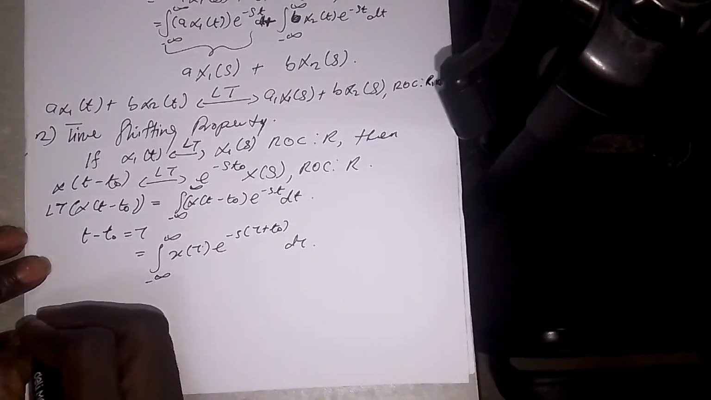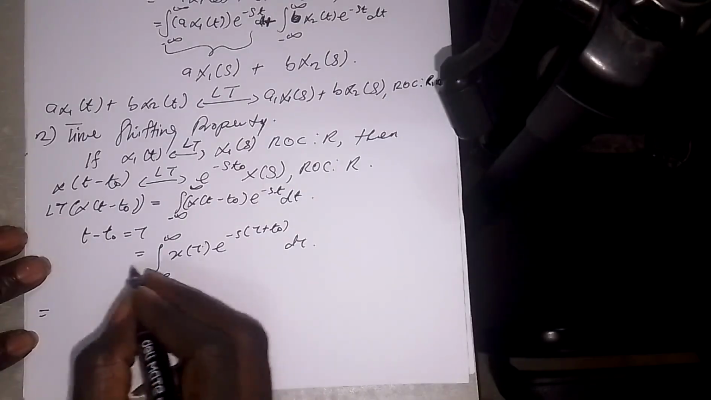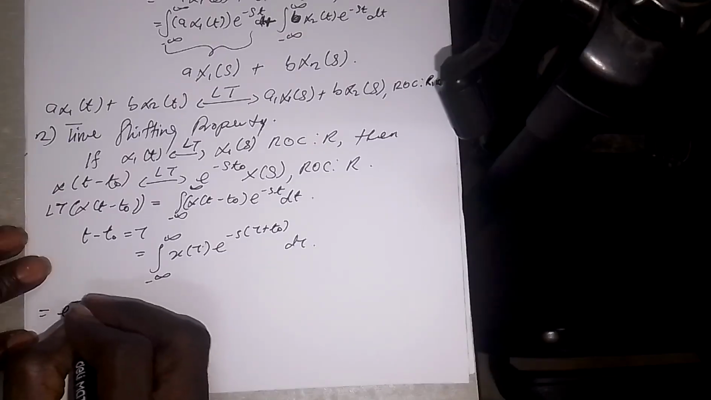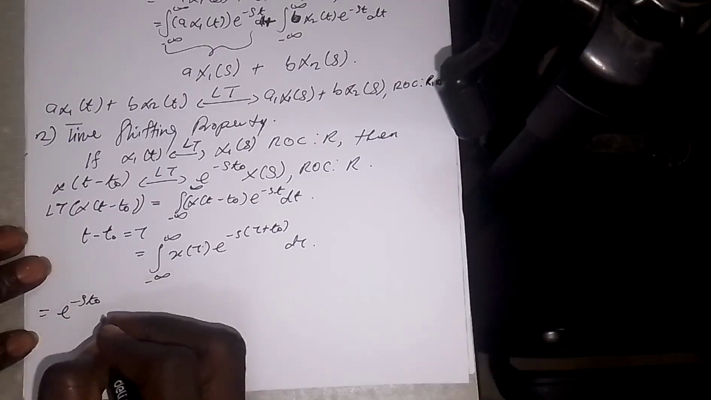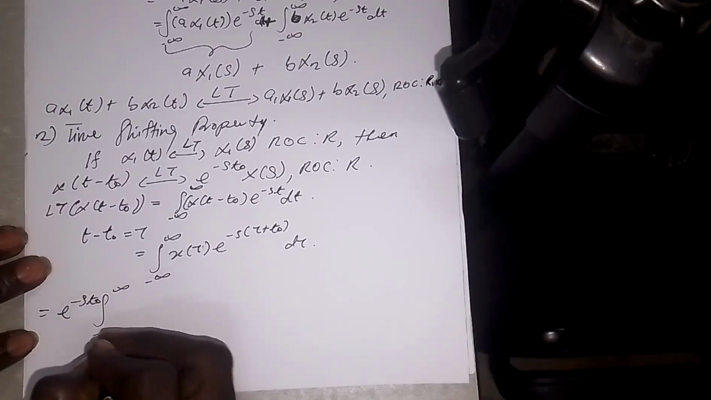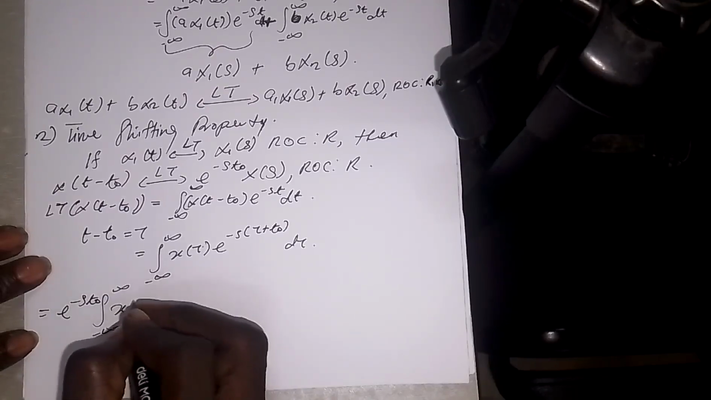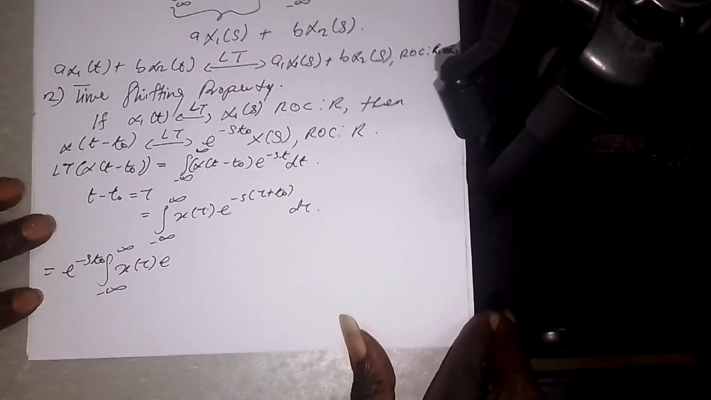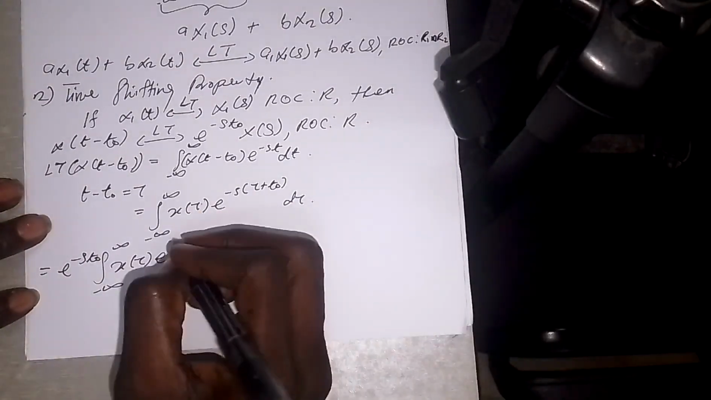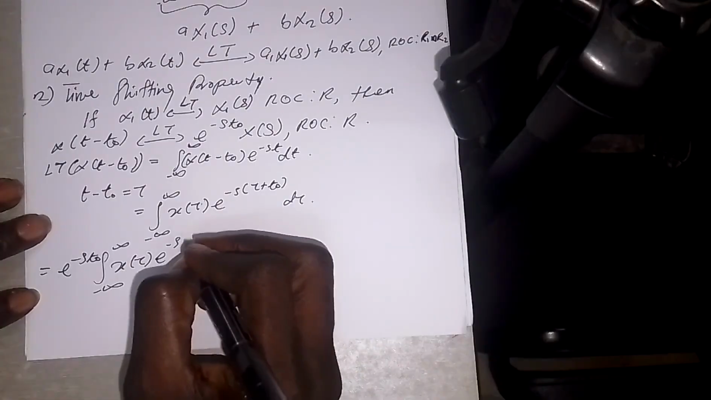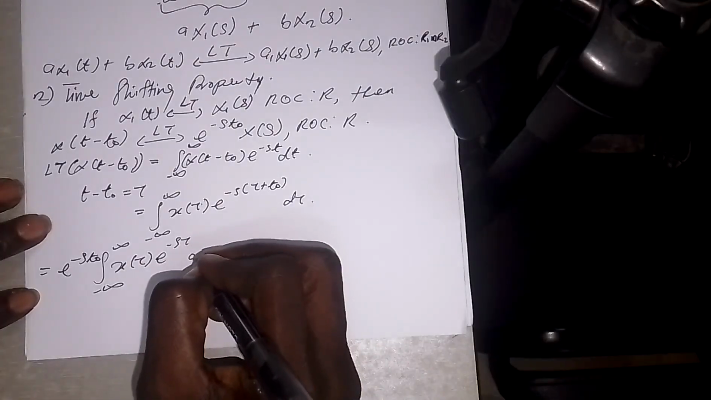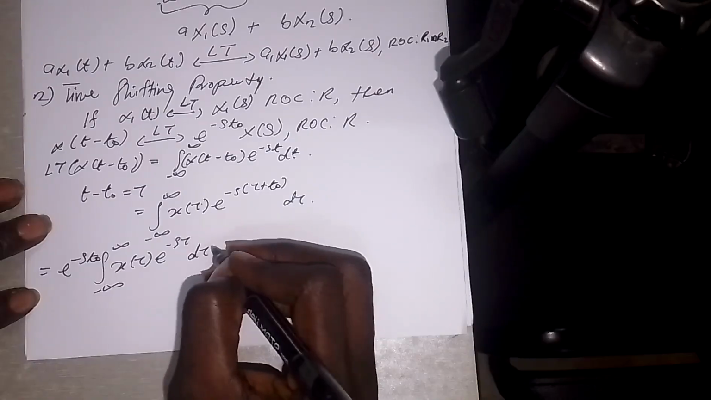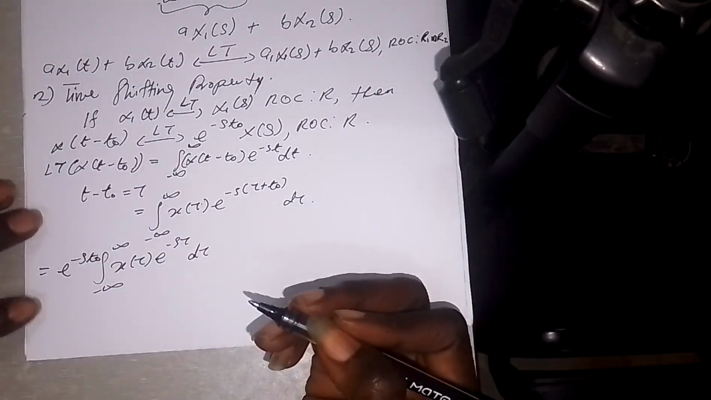So now here, what I can say is that if I bring e to the minus s t naught out, I'll have the integral from minus infinity to infinity of x of tau times e to the minus s tau d tau. Alright.